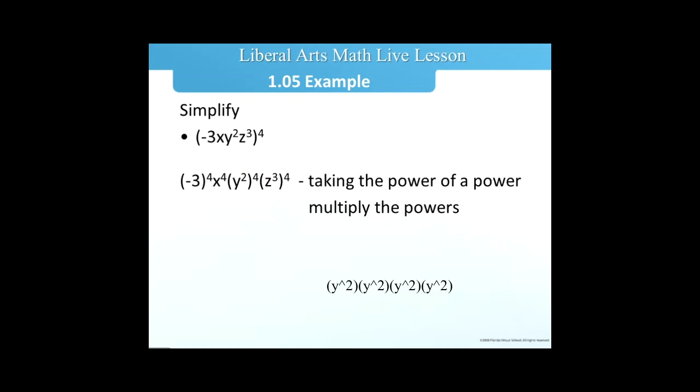And then negative 3 to the power of 4 is 81. So when we work that out, we get 81, x to the 4th, y to the 8th, z to the 12th. The x did not have a power on it, so you just apply that power of 4. Multiply 2 times 4, we get 8. 3 times 4, we get 12. And negative 3 to the power of 4 is negative 3 multiplied 4 times. Not negative 3 times 4, but negative 3 multiplied 4 times.